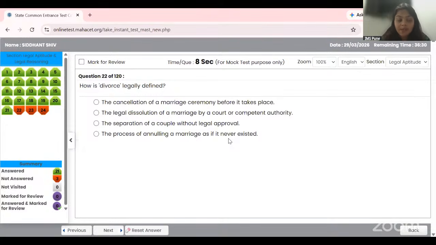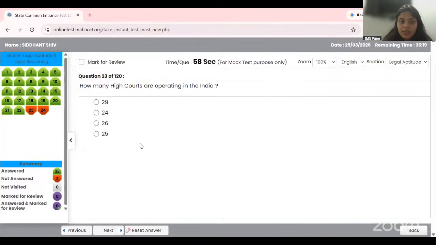But divorce says that, okay, there was a valid marriage, but we want to end that marriage. So that is the purpose of divorce. So that is why the correct answer here would be B in this case. We go to the next question.